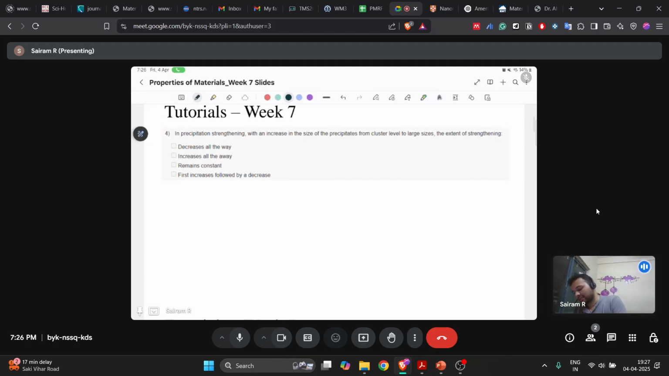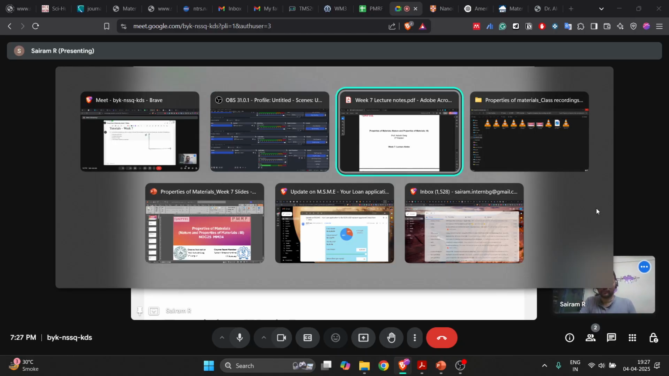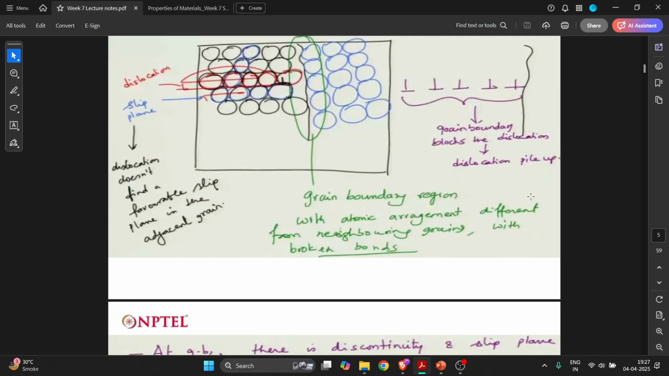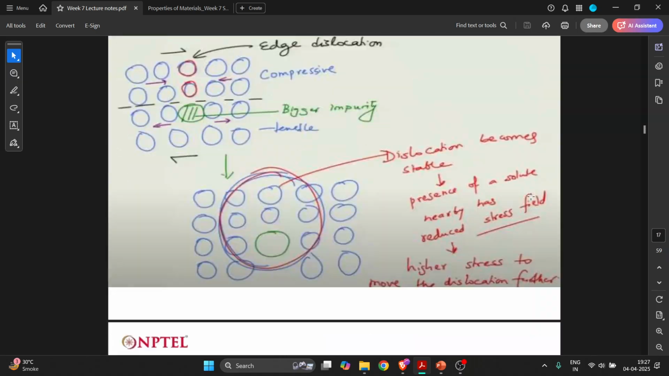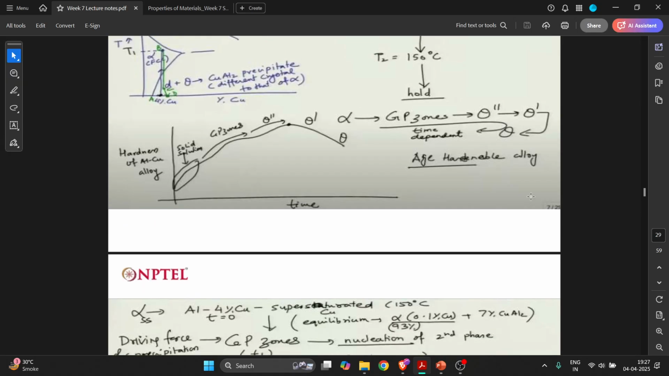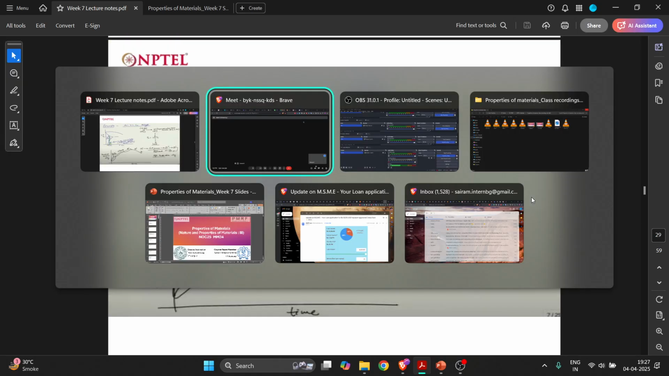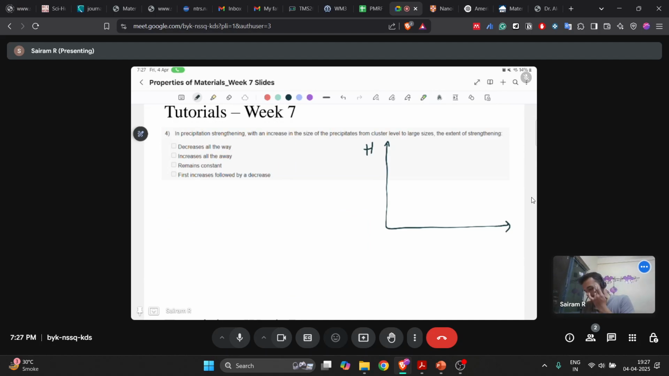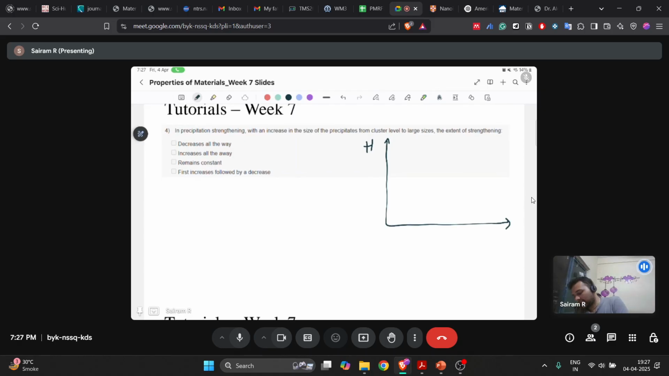So in the lectures, we have seen this particular graph where we talk about the hardness of my material. I'm just representing this hardness with time.